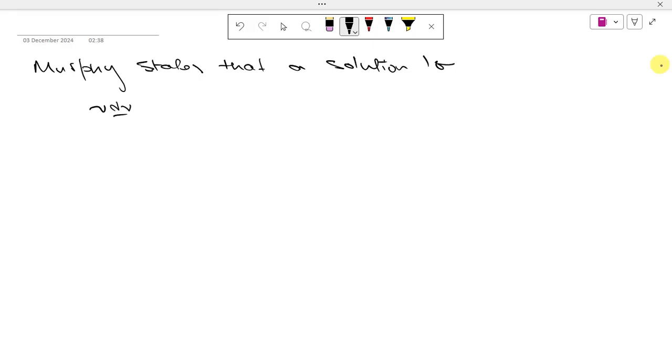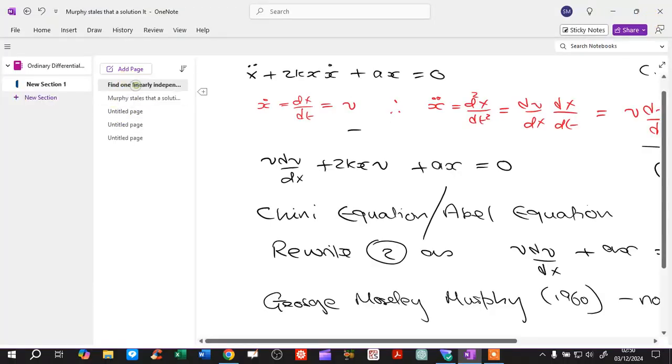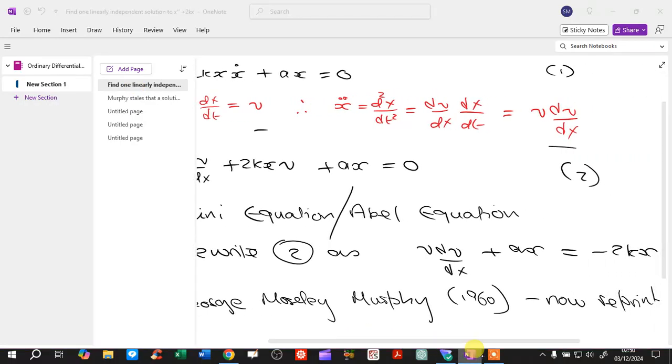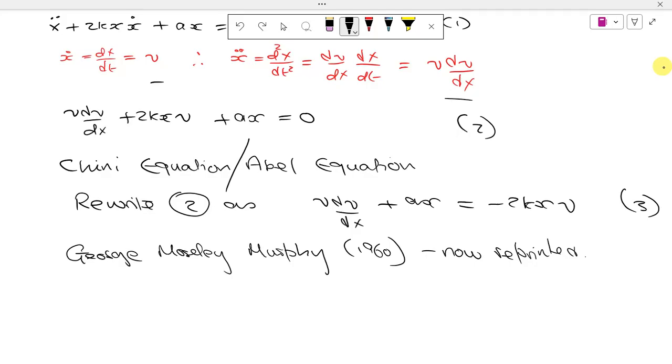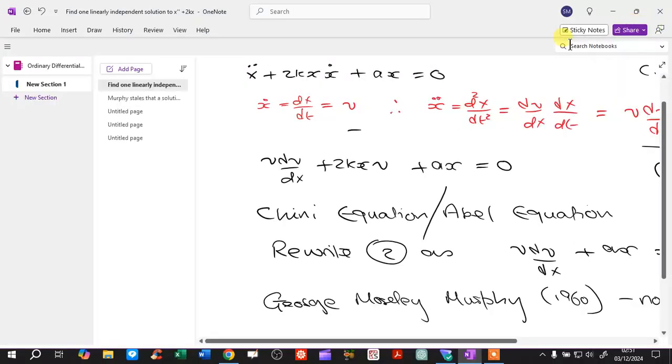v dv by dx, and I'll have to go back and just have a look at that equation. So we've got v dv by dx plus ax equal to minus 2kx. Oh, I think I made a mistake there, unless it's gone off the page. All right, no, I didn't make a mistake. So v dv by dx plus ax equals minus 2kxv. So we need to write that down.